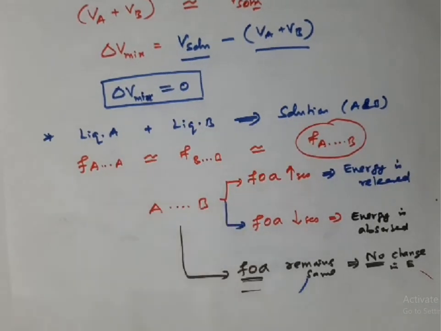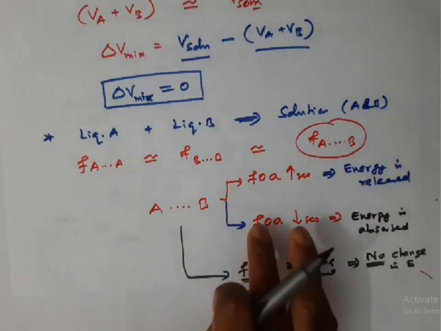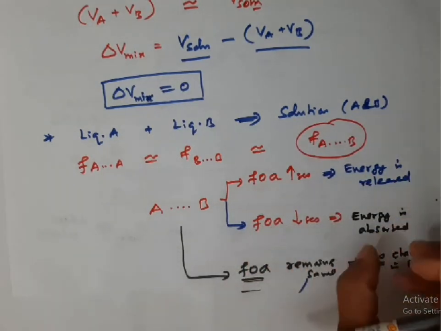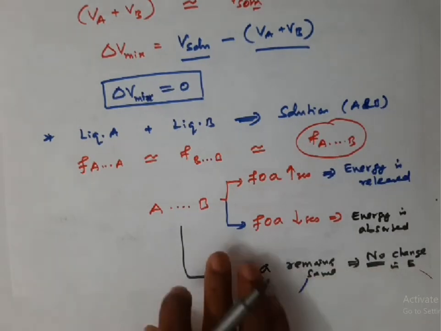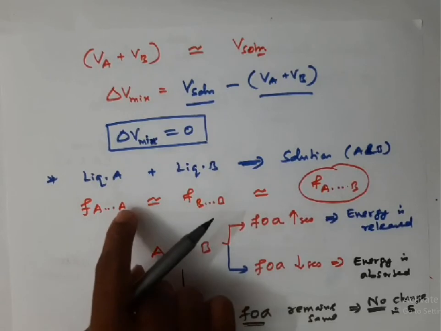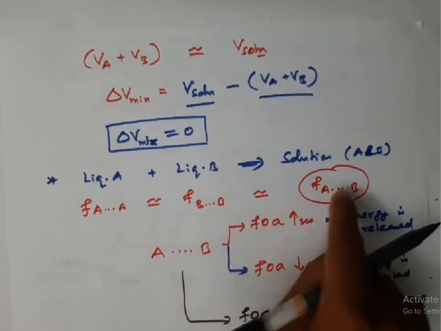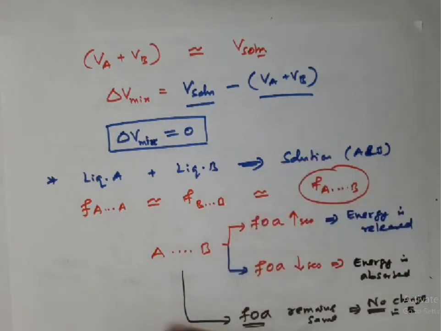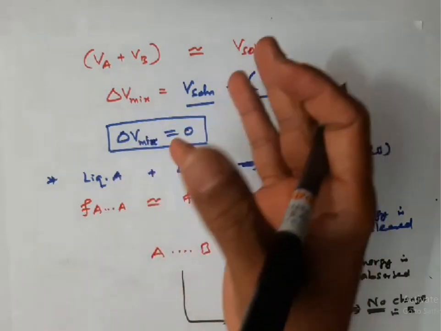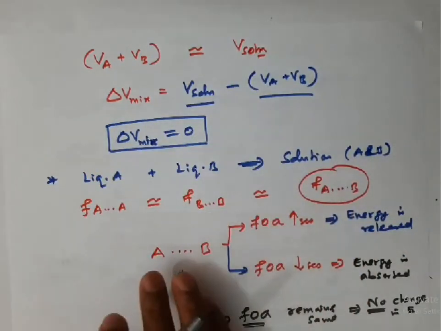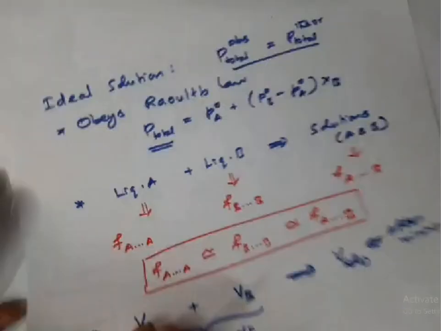Students, observe this carefully. If force of attraction increases, energy is released. If force of attraction decreases, energy is absorbed. If force of attraction remains the same, no change in energy. So here, AA attraction, BB attraction, AB attraction, all are the same. There is no change, so there is no release of energy or absorption of energy.